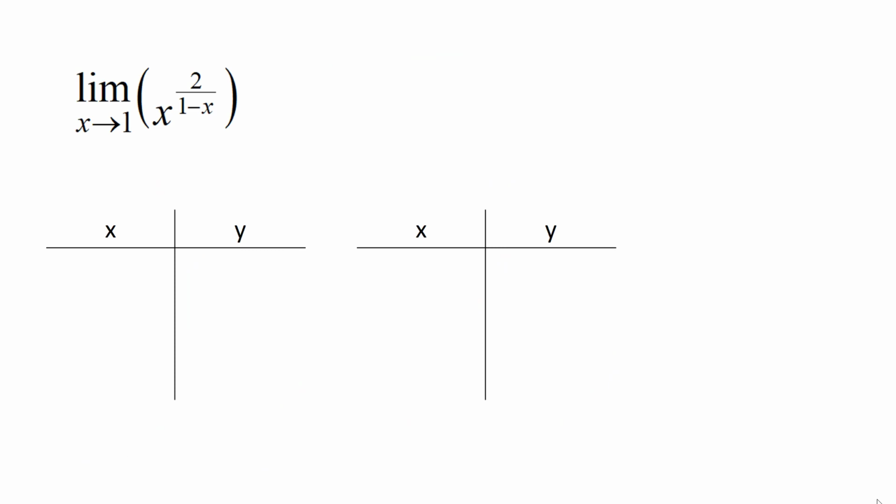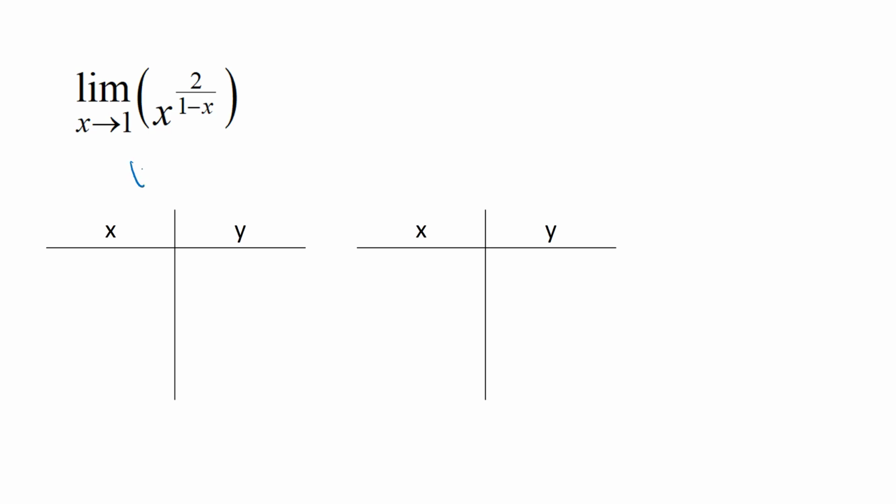All right, so for this one, I'm considering the limit as x approaches 1 of x to the power of 2 over 1 minus x. So I want to think about what happens at the outputs of this function when x gets really, really close to 1, but not at x equals 1. It's worth noticing that you can't actually plug in x equals 1. This function's undefined at x equals 1, but remember that that's not really what the limit is asking us about. It's asking us what happens when x gets close to 1.